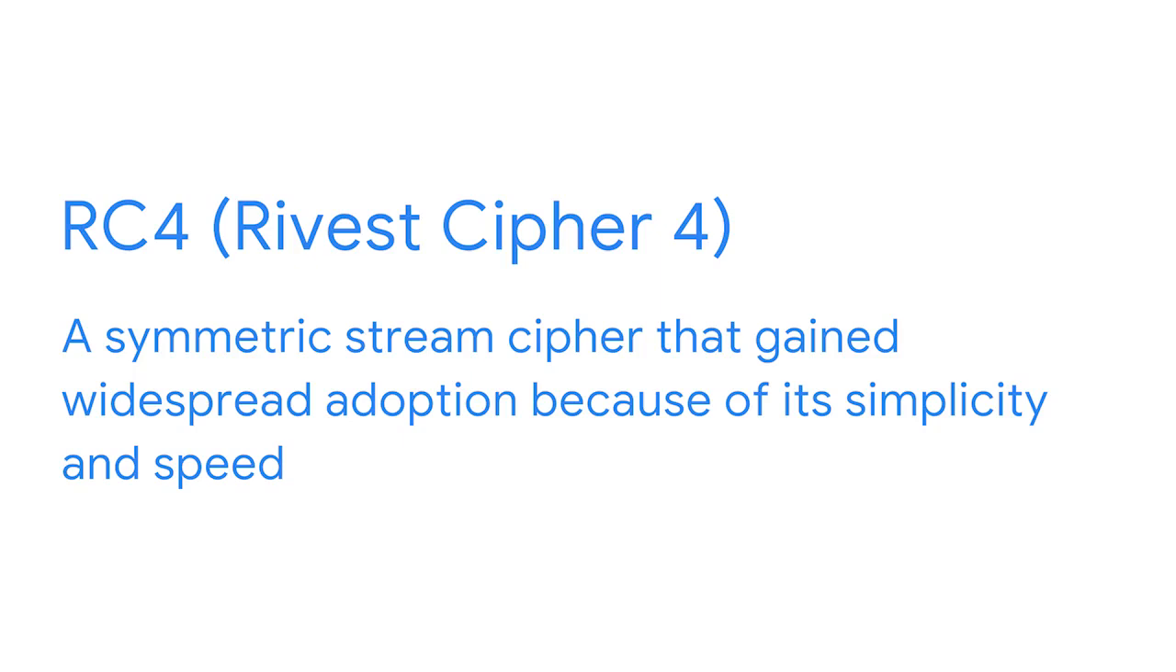RC4, or Rivest Cipher 4, is a symmetric stream cipher that gained widespread adoption because of its simplicity and speed. RC4 supports key sizes from 40 bits to 2048 bits, so the weaknesses of RC4 aren't due to brute force attacks. But the cipher itself has inherent weaknesses and vulnerabilities that aren't only theoretically possible. There are lots of examples showing RC4 being broken. A recent example of RC4 being broken is the RC4 No More attack. This attack was able to recover an authentication cookie from a TLS encrypted connection in just 52 hours.